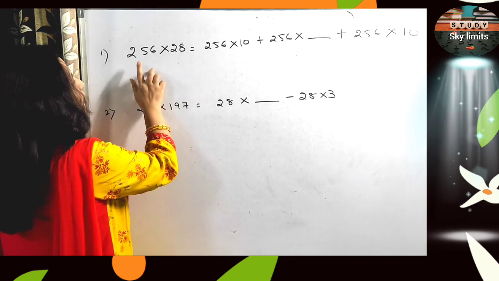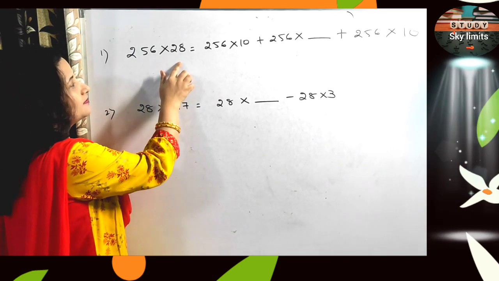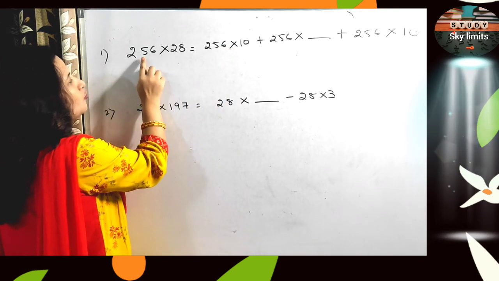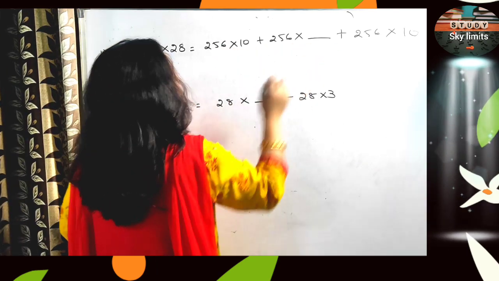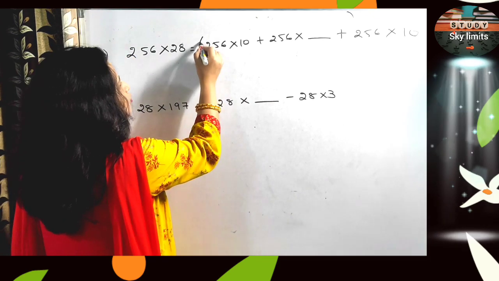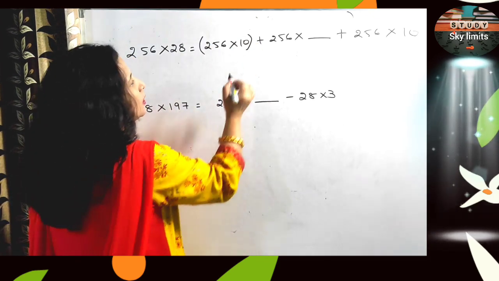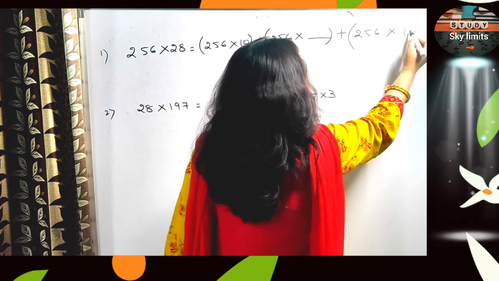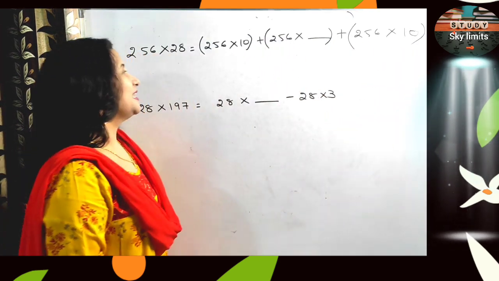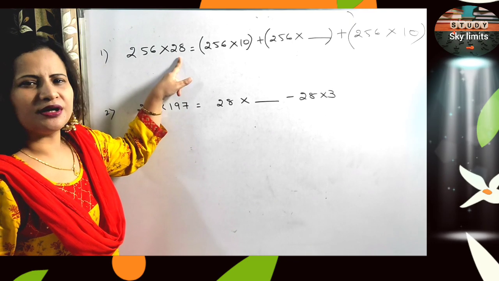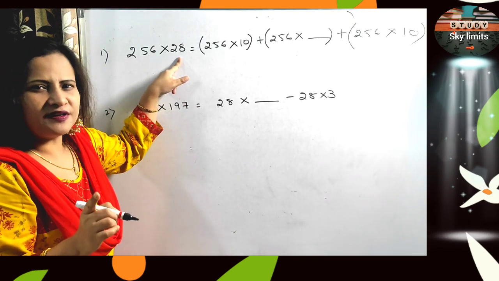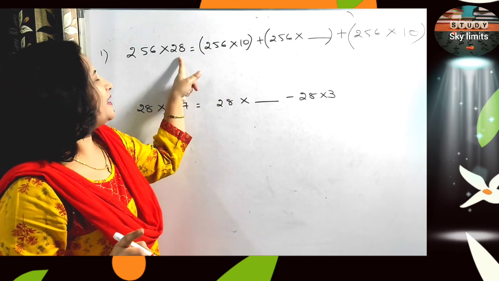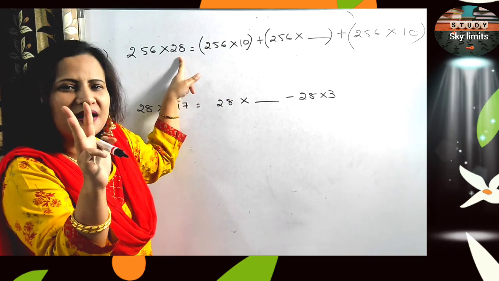Just see, students, 256 multiplied to 28 is the main question. Then the second part, you can see it is split into 3 ways. 256 is repeated how many times? 3 times here. So for your convenience, you can put a bracket. 256 is first multiplied to 10. 256 is then multiplied to some number. Then 256 is again multiplied to 10. But 256 is actually multiplied to what? 28, no? That means 28 has been split into 3 parts here.